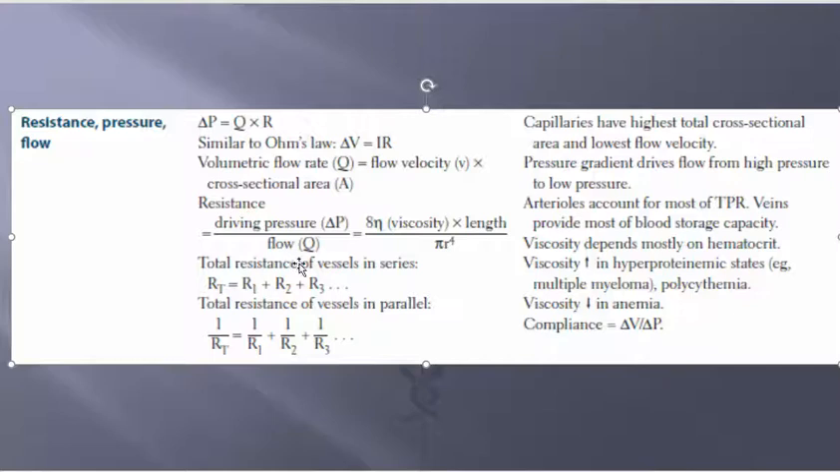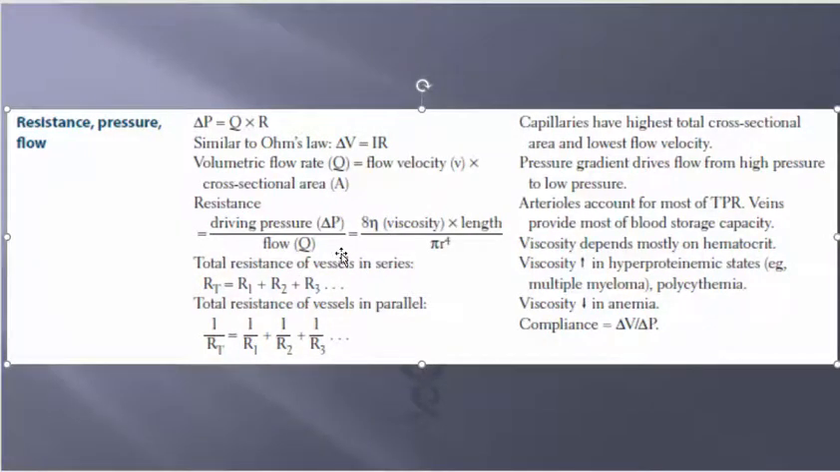And the resistance is equal to the driving pressure, the change in pressure, divided by the flow, Q, or 8 times the viscosity, or the thickness, times the length, divided by pi r to the 4th power, r being the radius, which relates to the cross-sectional area.